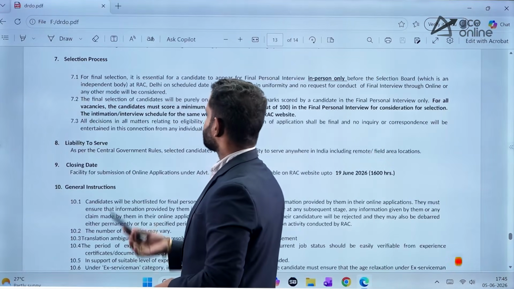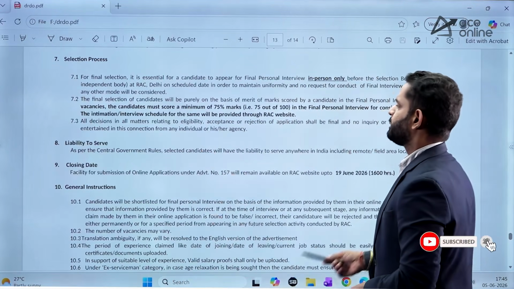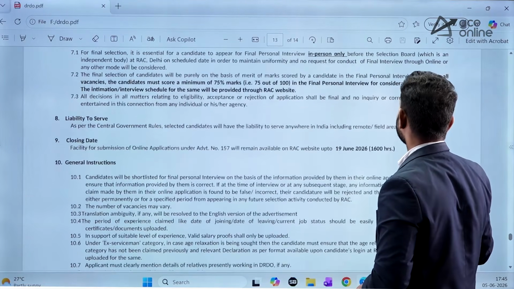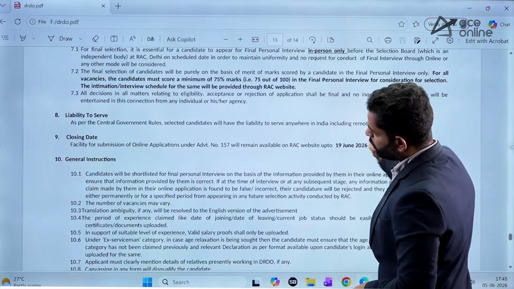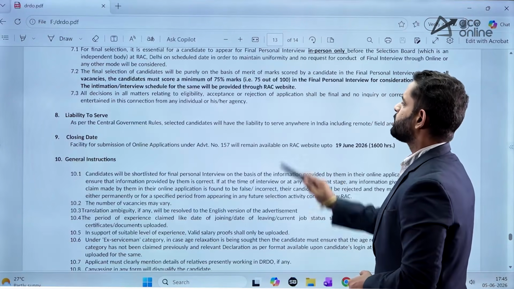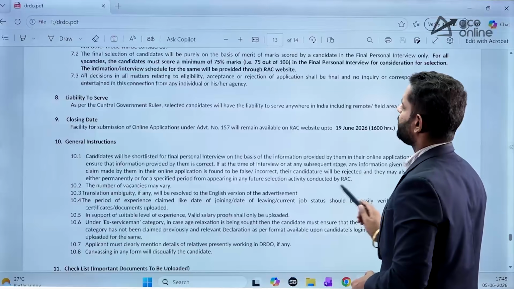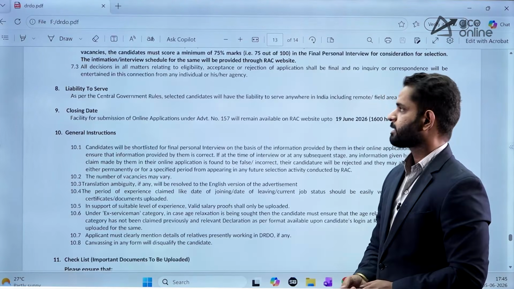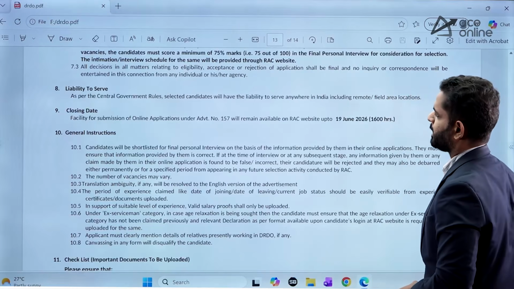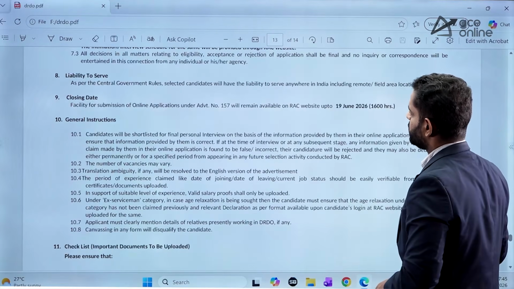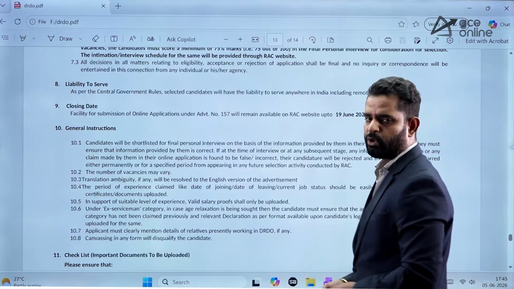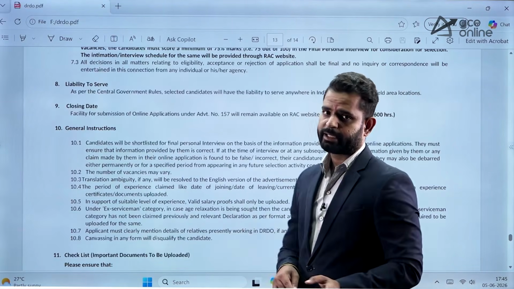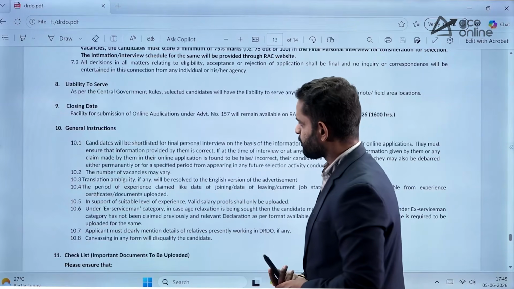Selection process, let's see. The final selection of candidates will be purely on the basis of merit of marks scored by the candidate in the final interview only. For all vacancies, the candidate must score a minimum of 75 marks out of 100 in the final personal interview for consideration for selection. The intimation or interview schedule will be provided through the RAC website. So you have to visit the RAC website regularly to see all details about these important vacancies.